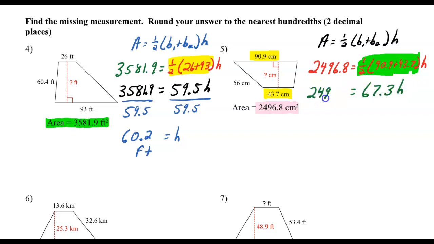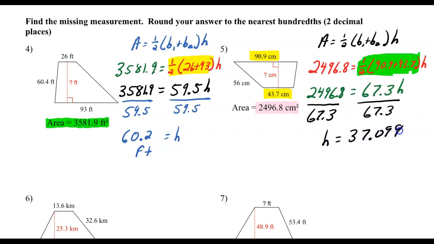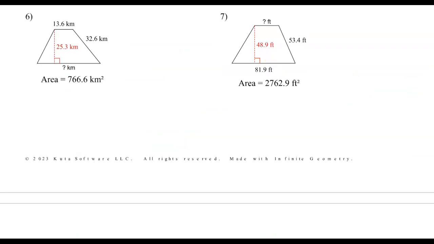So that's 2496.8. We'll divide both sides by 67.3. Using my calculator, I will get the height to be 39.099, so approximately 37.10 centimeters. If you look at problem number 6 and 7, in these problems we're trying to find the base. In problem number 6 it's the base at the bottom that I highlighted in yellow, and in problem number 7 we're trying to find the base that I highlighted in yellow at the top.